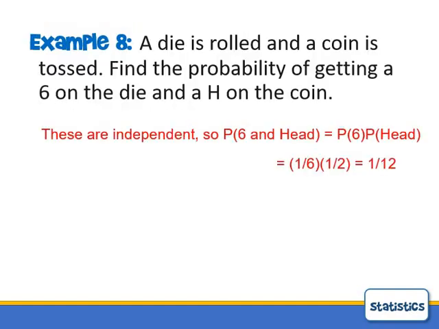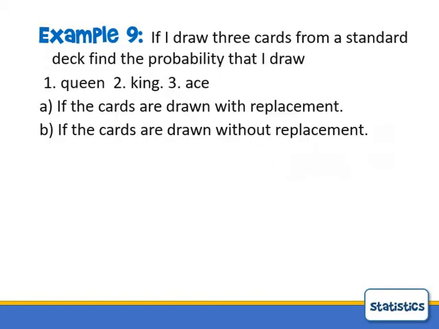I didn't add it to the slide, but you could write out the entire sample space. You would have a head and a 1, a head and a 2, all the way down to a head and a 6. So there'd be 6 of them, a head in each of 1 through 6. And there would be a tail in each of 1 through 6. So there would be 12 of them in the sample space. And only one of them would be a 6 and a head. But we can avoid writing all 12 of those by applying the rule here. So let's see what's next.